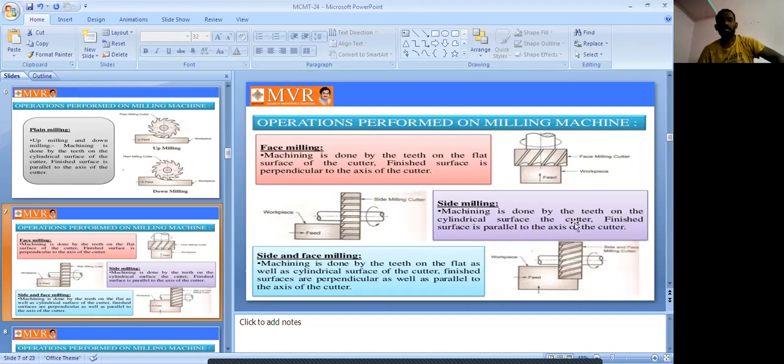This machining is done by the teeth on the cylindrical surfaces of the cutter. The finished surface is parallel to the axis of the cutter. The finished surface is parallel to the axis of the cutter. So it is called side milling.